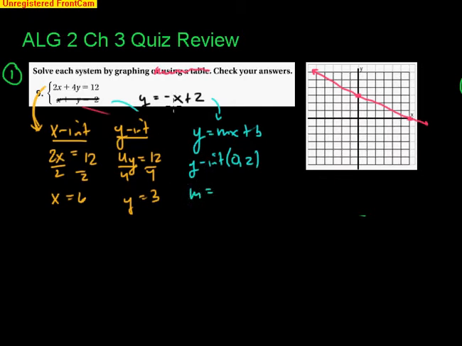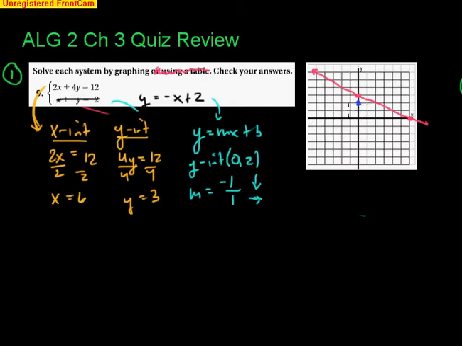The second thing we look for is the slope. And there is a minus 1 in front of that x. That is the slope, negative 1 over 1. And that is going to be down 1 and to the right 1. Okay? So what I'm going to do is I'm going to graph my y-intercept. I'm going to go up 2, 1, 2.